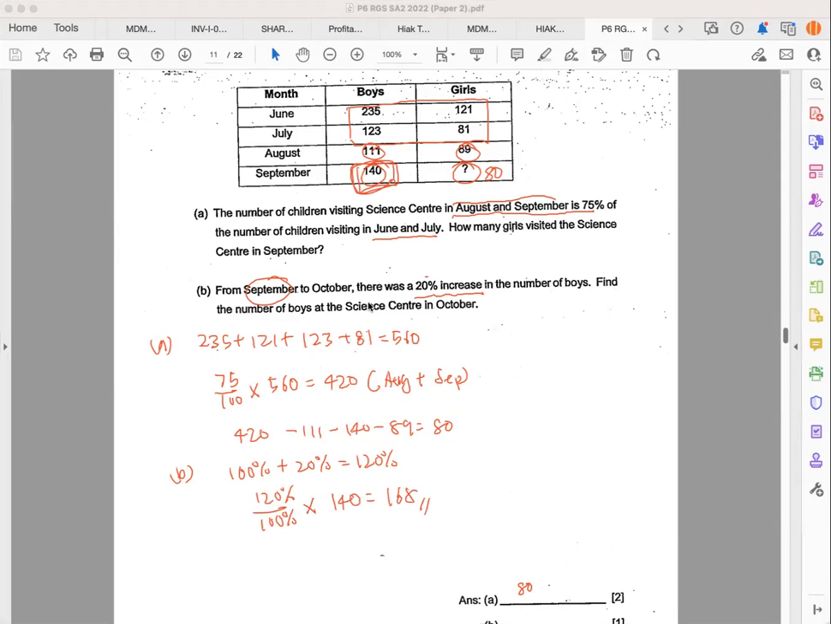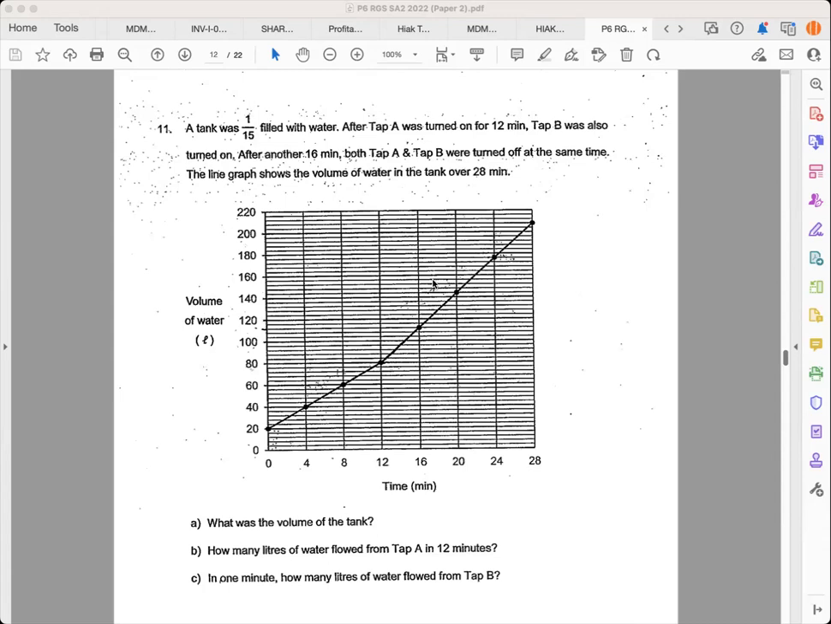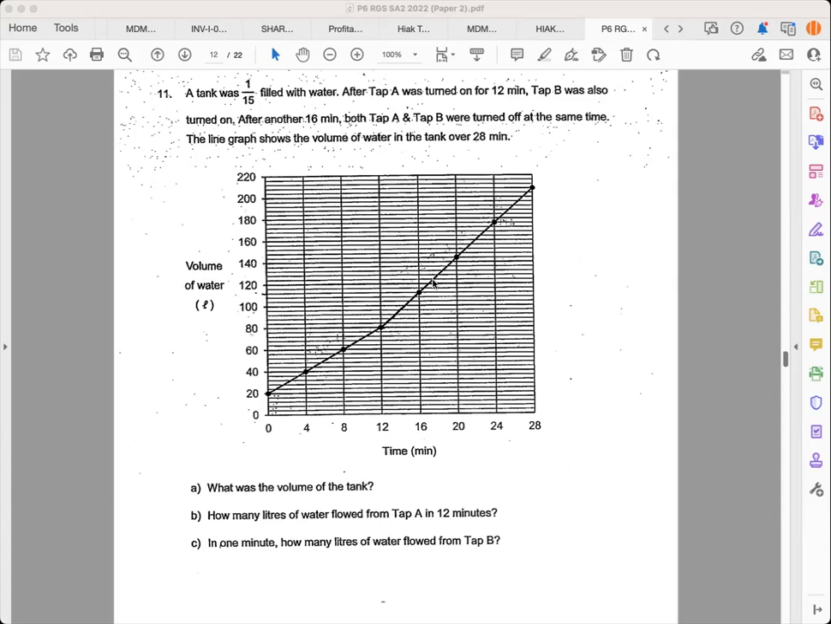Let's continue with question number 11. A tank was 1/15 filled with water. After tap A was turned on for 12 minutes, tap B was also turned on. After another 16 minutes, both tap A and B were turned off at the same time. The line graph shows the volume of water in the tank over 28 minutes. Okay, let's do this.